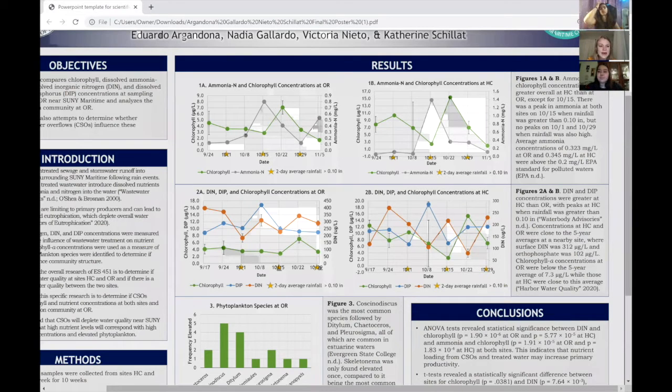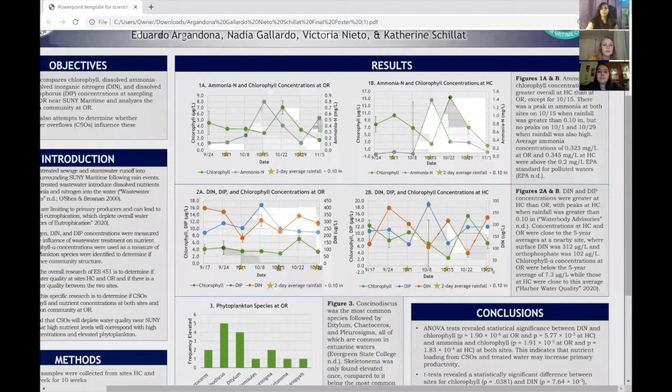In figures 2A and 2B, we plotted chlorophyll again in green, this time with DIN concentrations in orange and DIP concentrations in blue. As shown in 2A, chlorophyll at OR followed a similar pattern to DIN.